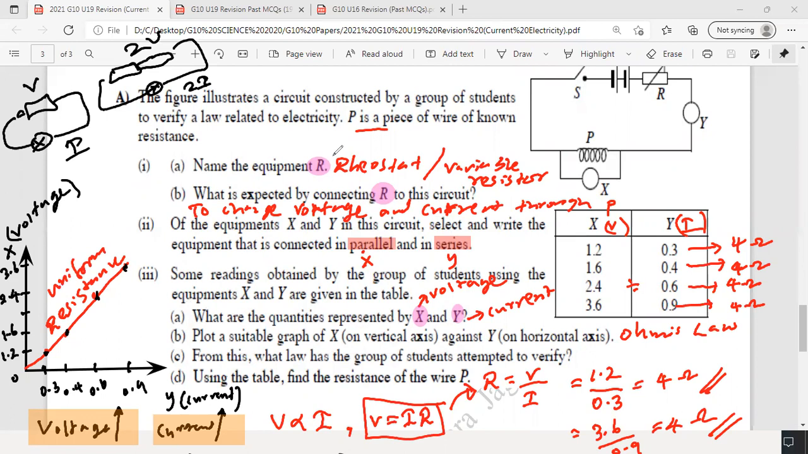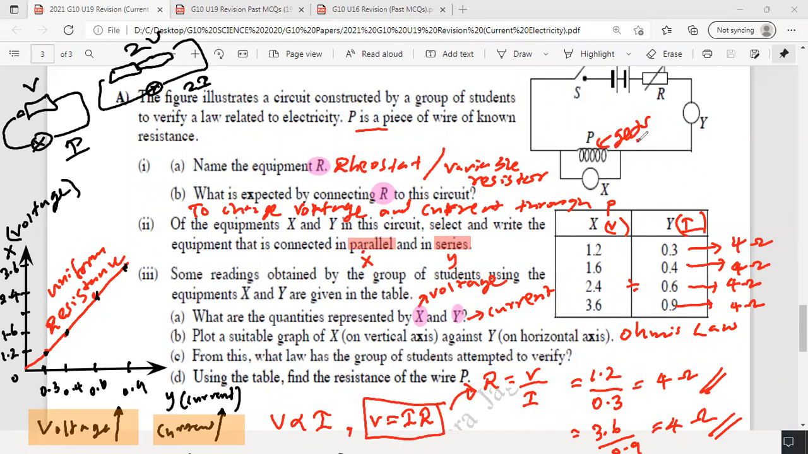Under which condition is this valid? Only at constant temperature. You have to keep the temperature of the coil constant. I don't know how many of you have done this in school. When you are doing this practical, you have to keep the switch closed all the time unless you are taking a reading. After taking the reading, you have to open the switch. Otherwise the battery gets discharged, and the other problem is that the coil gets heated up.